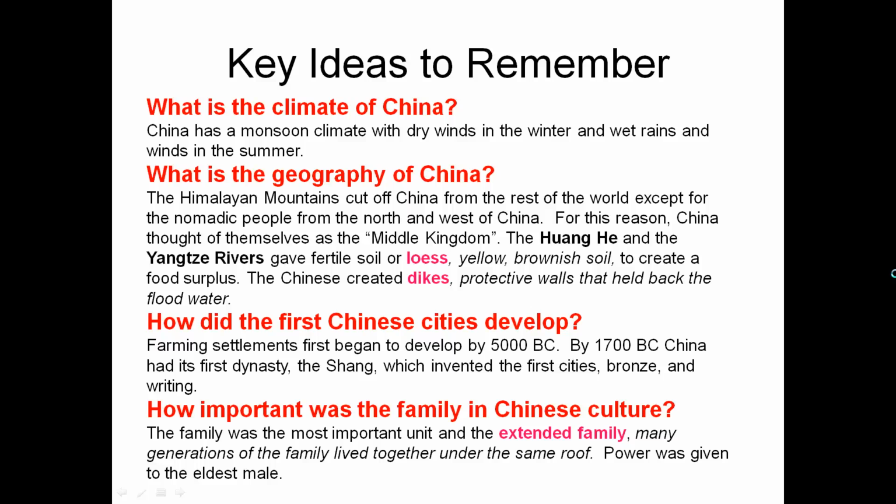How important was the family in Chinese culture? The family was the most important unit, and the extended family, which is many generations of the family living together under the same roof. Power was always given to the eldest male.